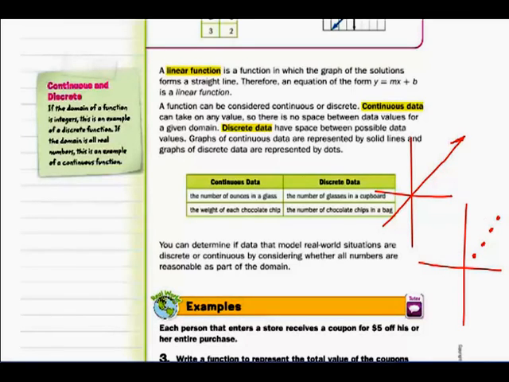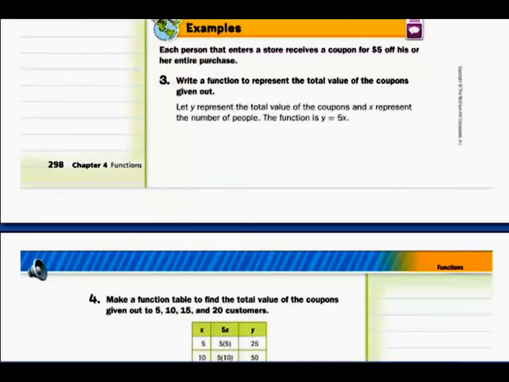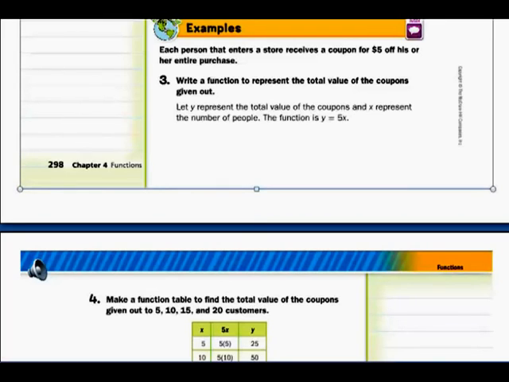All right. So let's try an example of this. Each person that enters a store receives a coupon for $5 off his or her purchase. So write a function to represent the total value of the coupons. That's where this y equals 5x. So the value of the coupons, y, depends on how many $5 coupons you give to how many people.